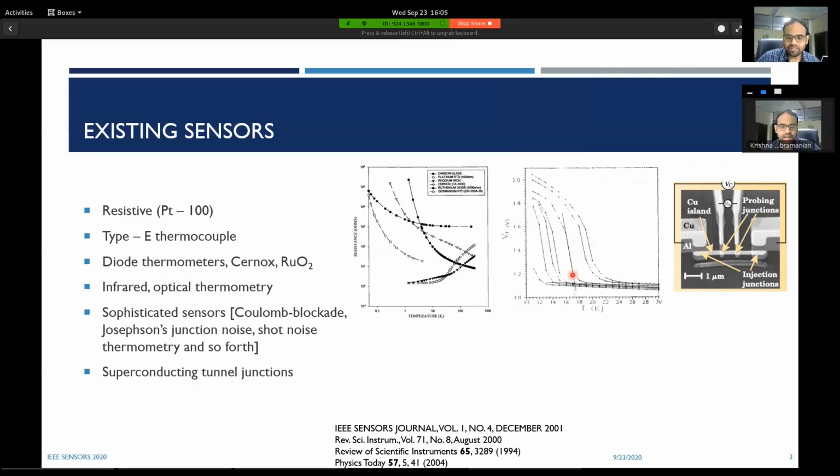And apart from this, there are other sophisticated sensors based on Coulomb blockade, Josephson junction, infrared thermometry, and all those things, which can be used, but they are always cumbersome and have some issues with the implementation, in the sense of integratability as well as the cost. The topic of current discussion would be on superconducting tunnel diodes, which is what I would like to propose as a solution, which can be fast, which is cheap because it can be easily integrated with the device that has to be tested.